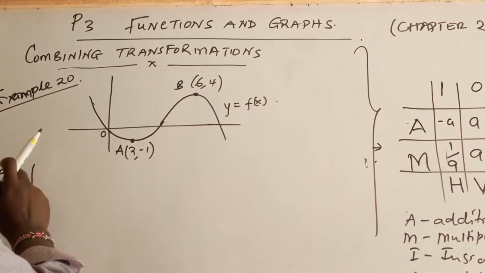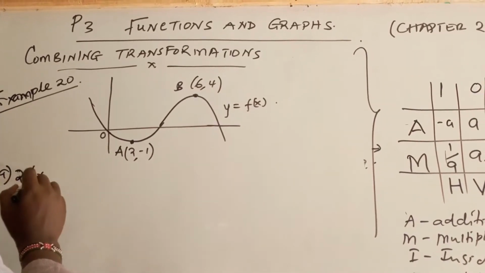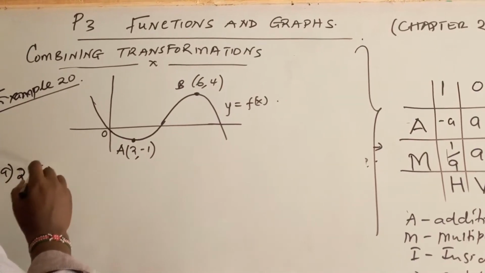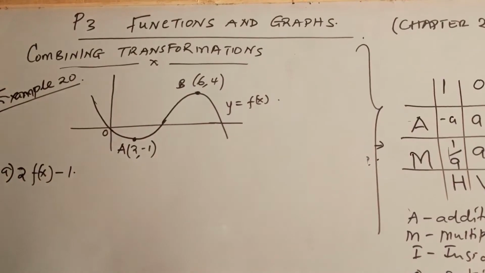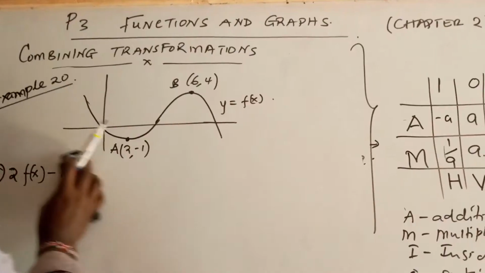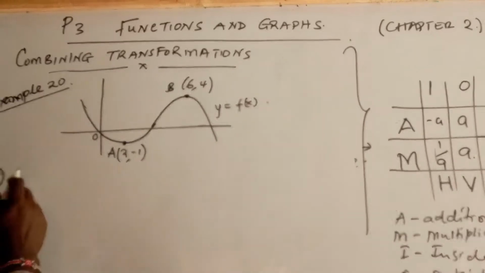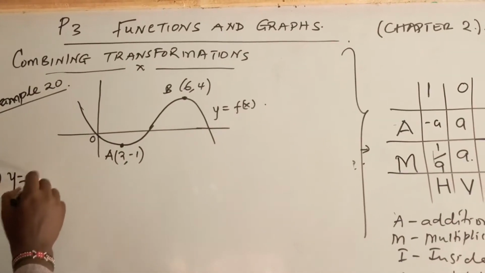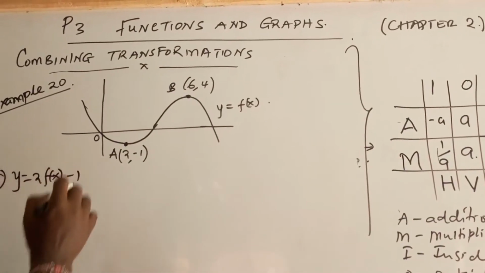And we are told to sketch the graph of part A. Or rather, we are supposed to sketch the graph of y = 2f(x) - 1.